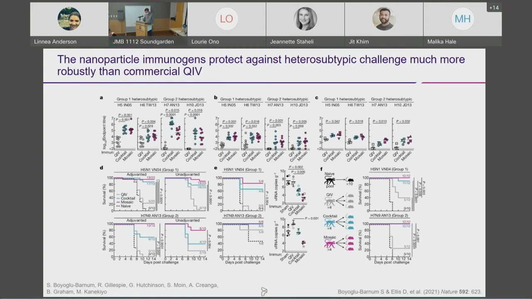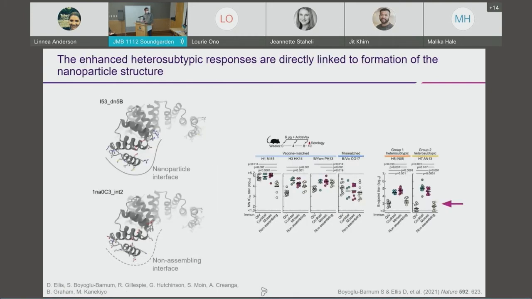We wanted to understand the nature of this heterosubtypic protection better, and so Dan went back to the nanoparticles that we had made, and he reverted the computationally designed interface that drives nanoparticle assembly to the original amino acids at these positions to create a non-assembling version of the vaccine. So here, all of the same proteins are there. They have just a few changes in their amino acids. So all the T help is there, everything. It's just that these proteins can't assemble to form the nanoparticle.